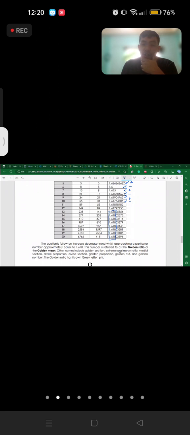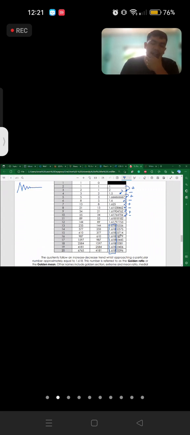Other names include golden section, extreme and mean ratio, medial section, divine proportion, divine section, golden proportion, golden cut, golden number, and so on. And they consider it as the most beautiful number. Golden ratio. It is the most beautiful number.